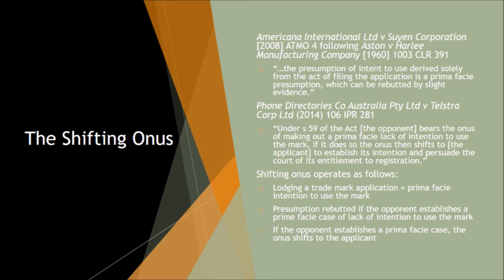Where the opponent can establish a prima facie lack of intention, the onus to prove intention may be shifted to the applicant. Leading authorities for this are Soyan and Food Channel. Following Aston and Harley Manufacturing, the hearing officer in Soyan also noted that only slight evidence would be required to rebut the prima facie presumption and shift the onus to the applicant.